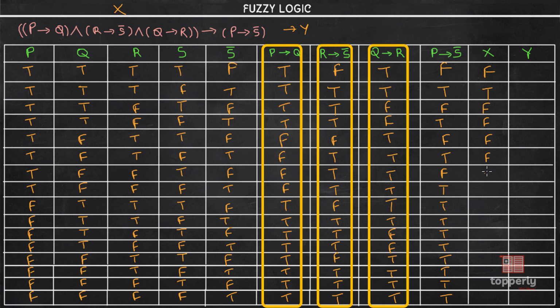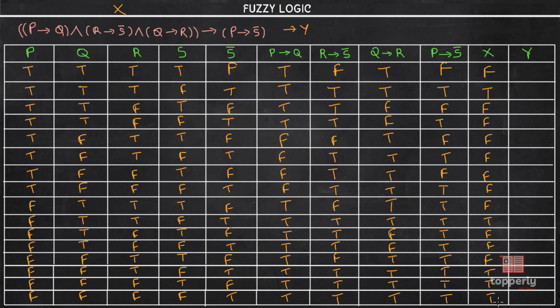Similarly, lastly we have variable y, and we know that y is given as the whole expression. That is P implies Q conjunction R implies S bar conjunction Q implies R, the whole thing implies P implies S bar. That is, we can consider the x column since x represents this, and we can consider this column, that is P implies S bar. So we have to take false implies false, which will be true. True implies true, which will be true.